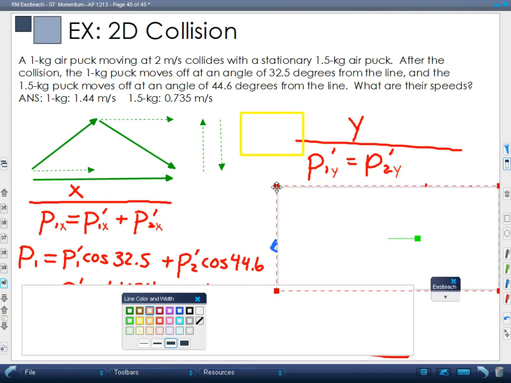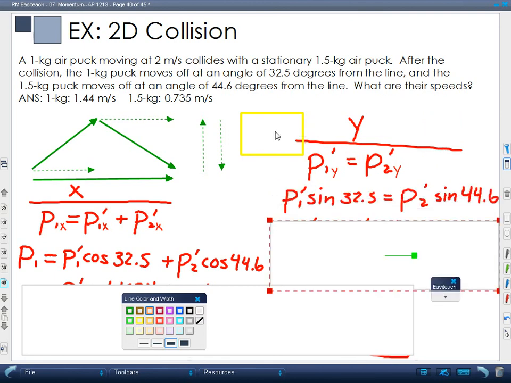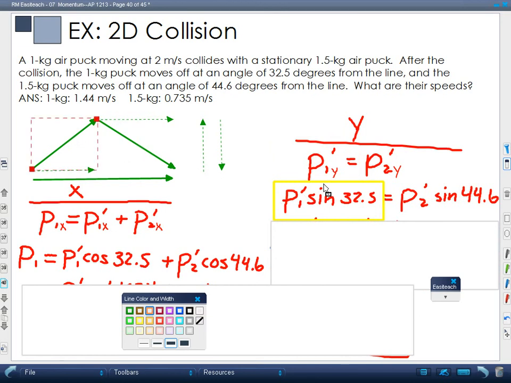So naturally we're going to write those out as components. And so P1y prime expands out to be simply P1 prime times the sine of 32.5. And the P1 prime is actually this vector. Now we're taking the component of that, so be careful with that. And then of course P2y prime expands out to become this.